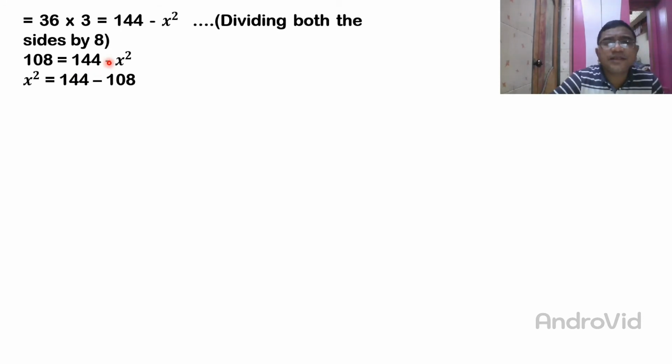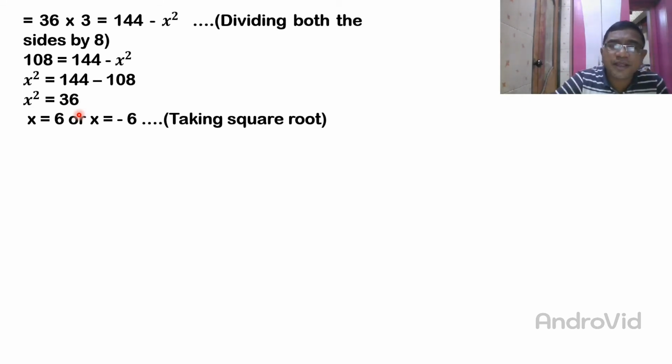So this minus x square goes across, plus x square. 144 remains as it is. This is 108. So that 108 goes across, negative. So 144 minus 108. x square remains as it is. 144 minus 108. What remains? 36. So x square is equal to 36. Taking square root, square root of x square is x. So 36 square root is 6. x is equal to 6 and x is equal to minus 6.